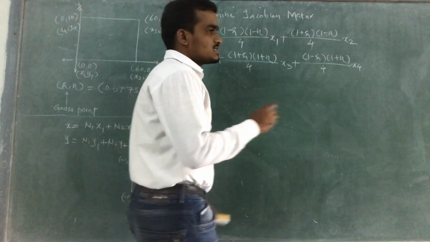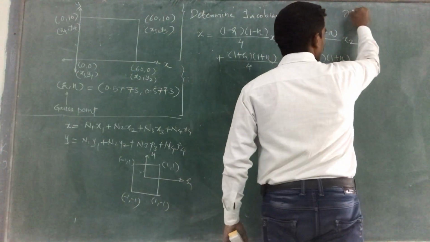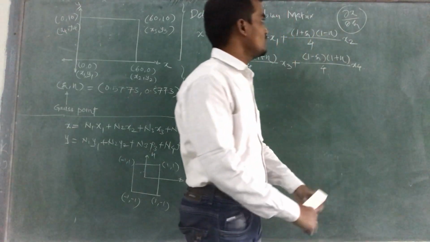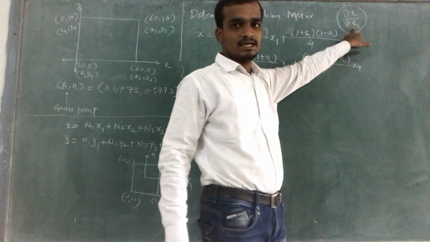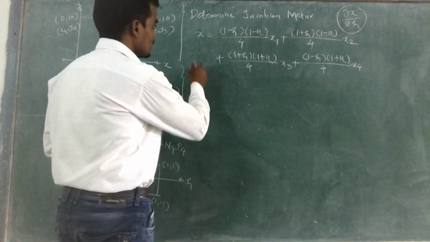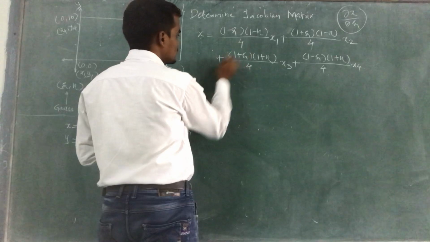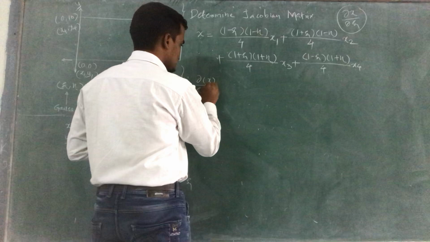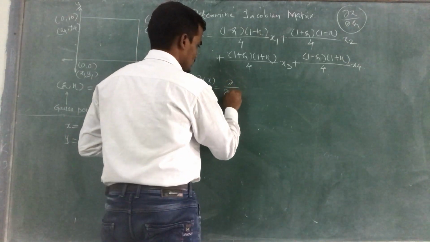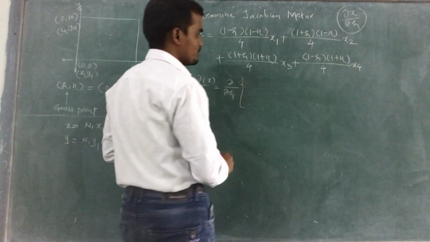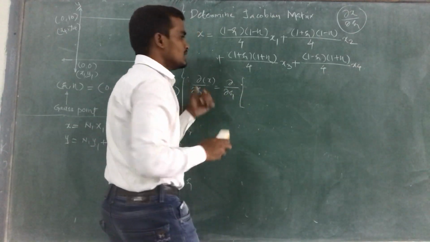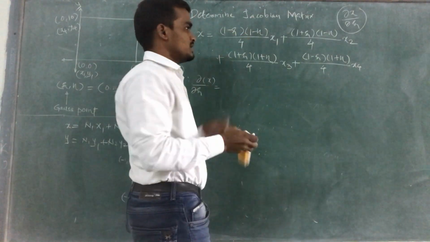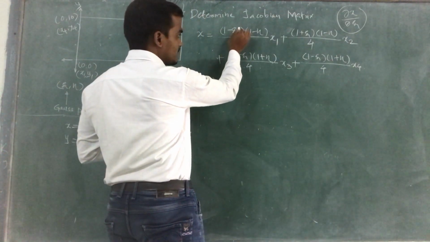Now the first term of this Jacobian matrix is dou x by dou zeta. It means we need to take the derivative of this x with respect to zeta. So dou x by dou zeta is nothing but dou by dou zeta of this whole term. First we will take the derivative of the first term with respect to zeta.